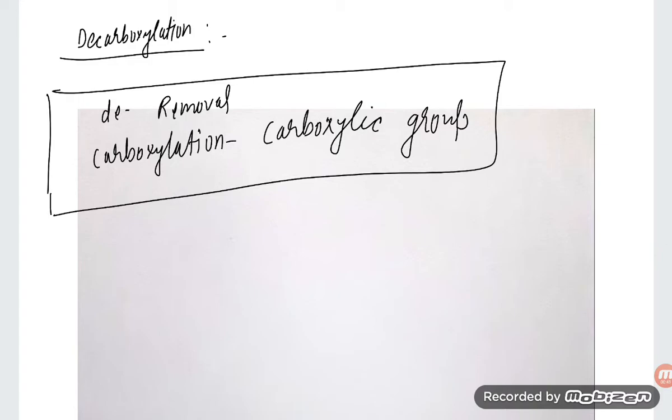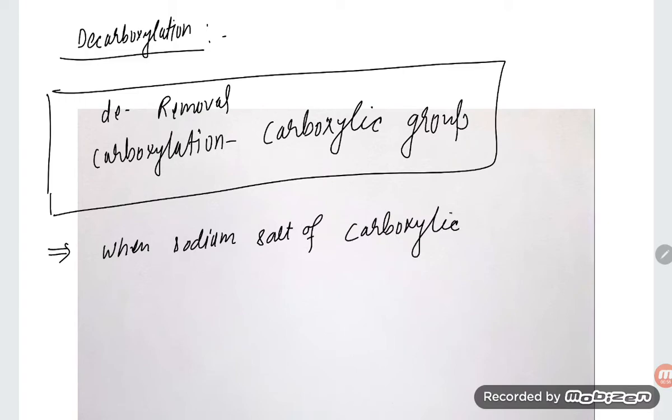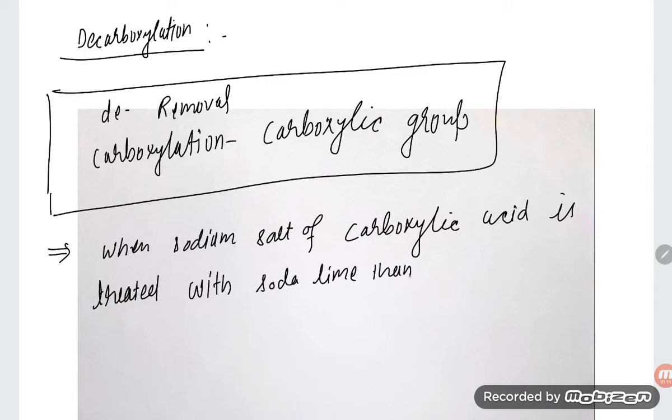How to understand this reaction, students? What is the theory behind it? So the theory I am writing: when sodium salt of carboxylic acid is treated with, what are you going to treat it with, student? Sodium salt of carboxylic acid is treated with soda lime, okay? Soda lime.